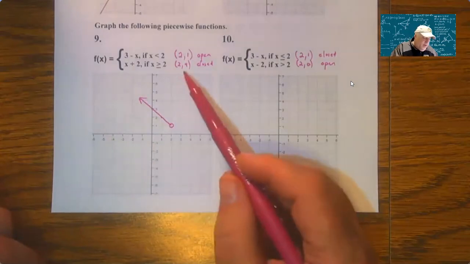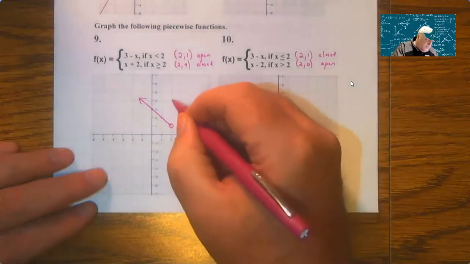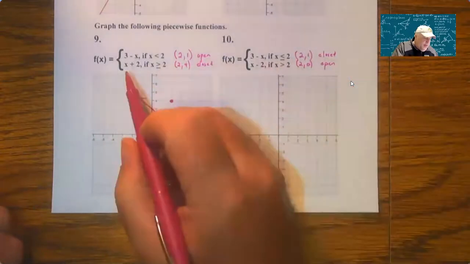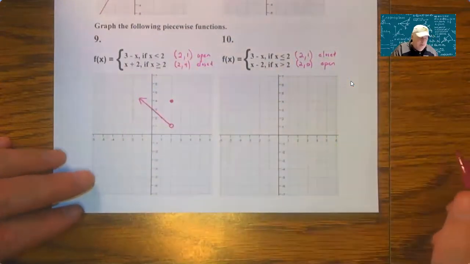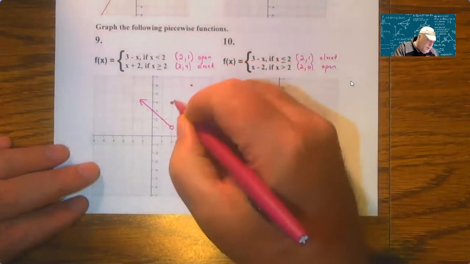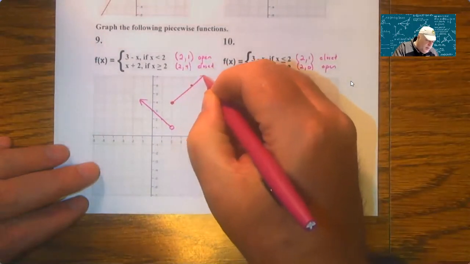And so for this line, we're at (2, 4), closed. There it is. And then you have to apply a slope of +1 to the right, though. So up 1, right 1, up 1, right 1. So you're graphing a part of the line.